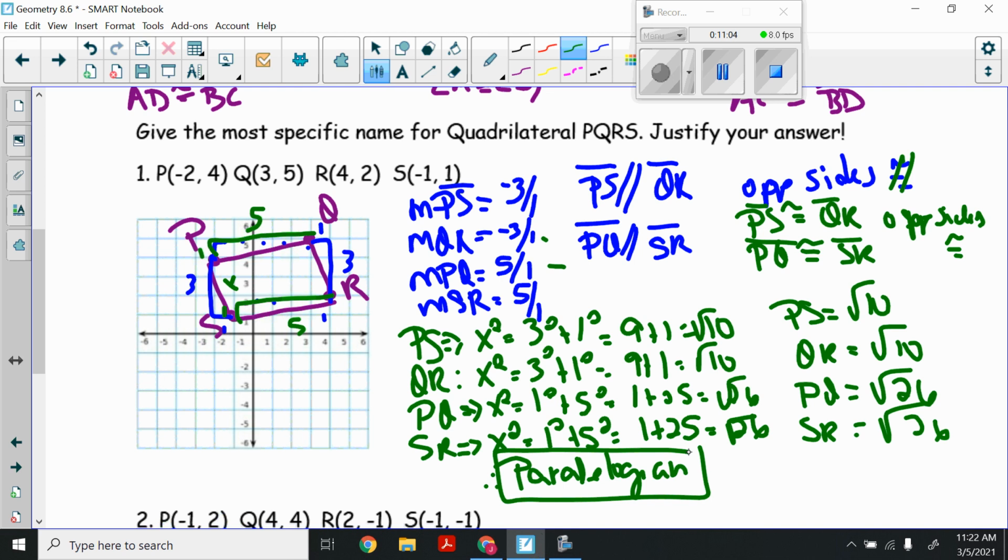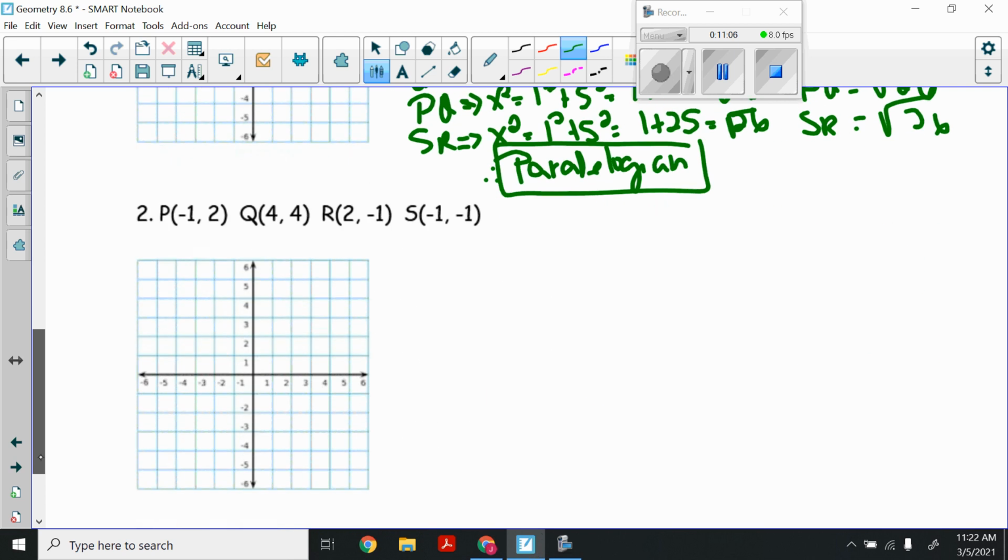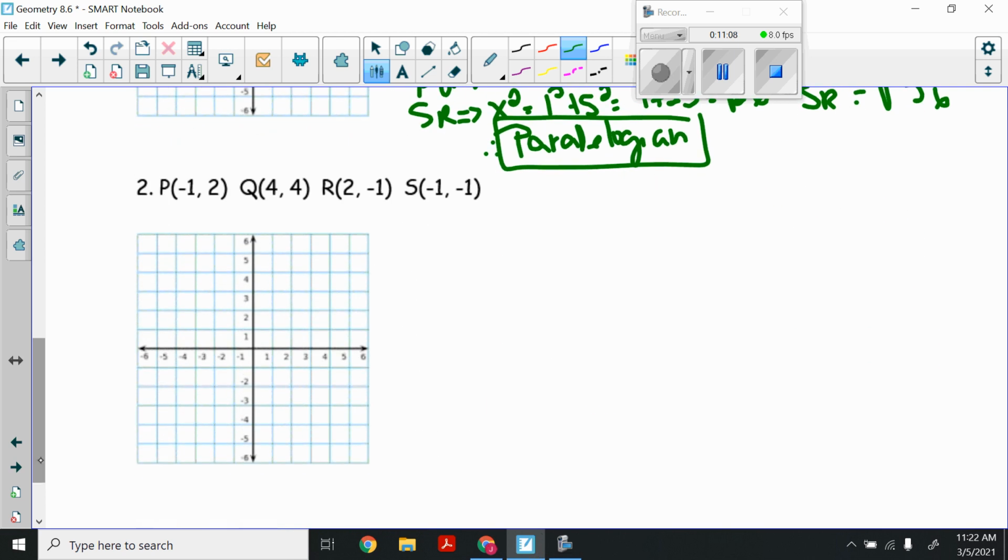Okay. So number 2, we're going to do the same thing. So plot the points. So -1, 2. There's P. 4, 4. There's Q. 2, -1 is R. -1, -1 is S. Okay. So there's our picture.